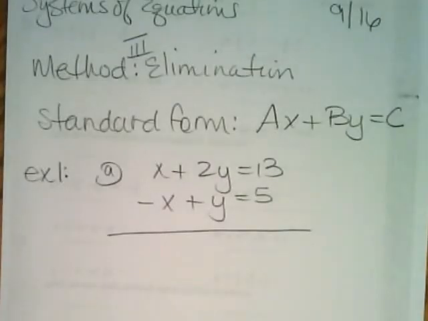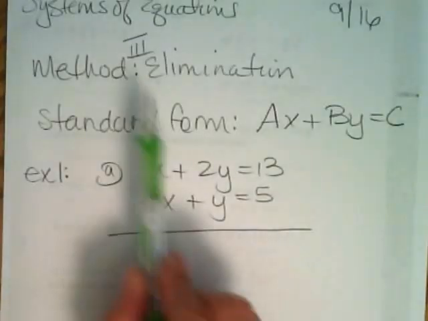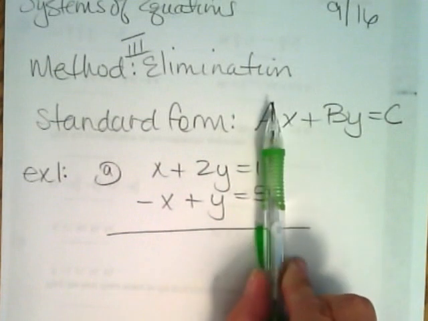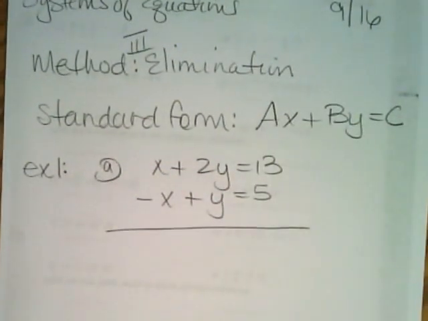I have these two equations. The first thing you want to do is make sure they're in standard form, Ax + By = C. They both are. And you also want to make sure everything is lined up. Your x's are lined up, your y's are lined up, your equal signs are lined up, and your constants are lined up. And now that they are, you want to look and say, okay, out of x or y, I want to eliminate. I want to get rid of one of them.